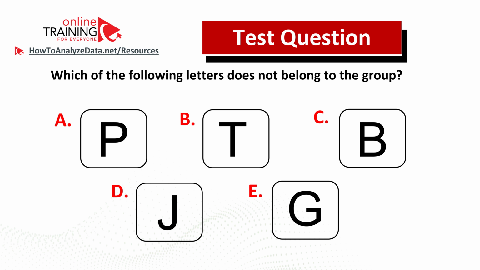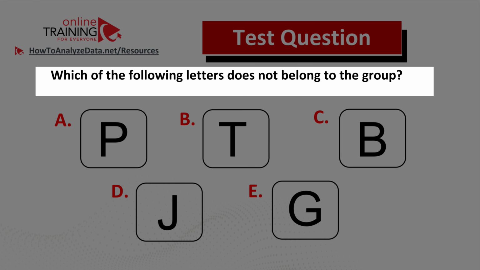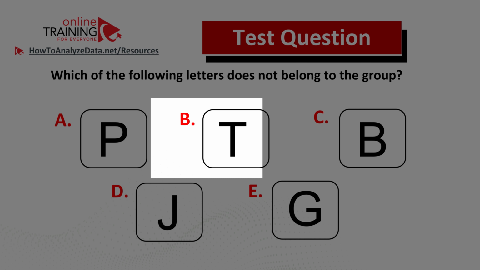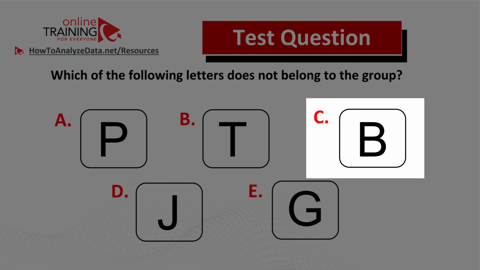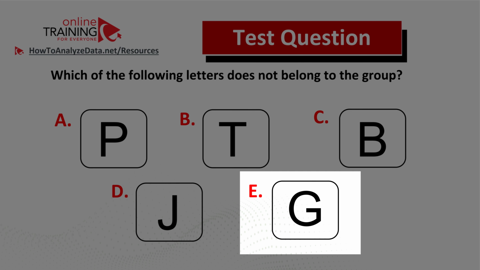Some of you might find this question tricky, but regardless of whether you can solve it on your own, you will be excited to learn the solution to this real-life assessment test question. Which of the following letters does not belong to the group? You have 5 different choices: Choice A, letter P. Choice B, letter T. Choice C, letter B. Choice D, letter J. And choice E, letter G.